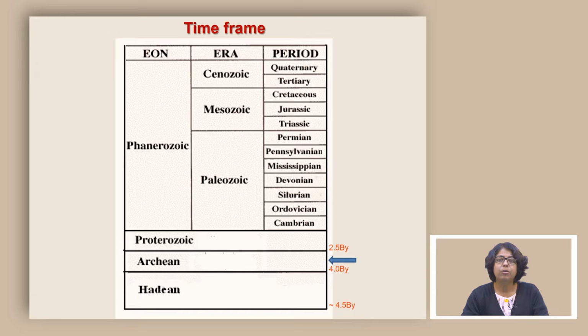The time frame on which we are going to focus would be somewhere between 4 billion years and 2.5 billion years. So we are primarily going to focus on a time eon which is called Archaean.